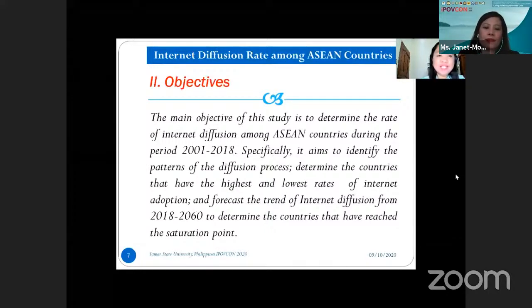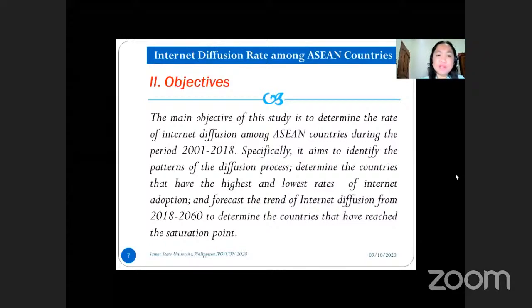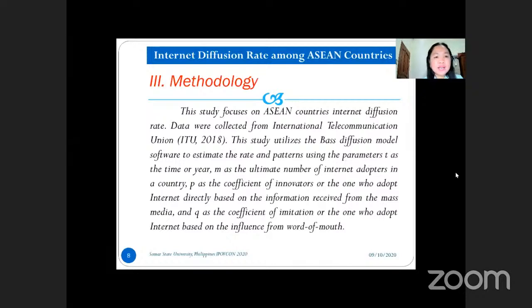Specifically, it aims to identify the patterns of the diffusion process, determine the countries that have the highest and lowest rates of internet adoption, and forecast the trend of internet diffusion from 2018 to 2060 to determine the countries that have reached the saturation point. This study focuses on ASEAN countries' internet diffusion rate. Data were collected from the International Telecommunication Union in 2018.